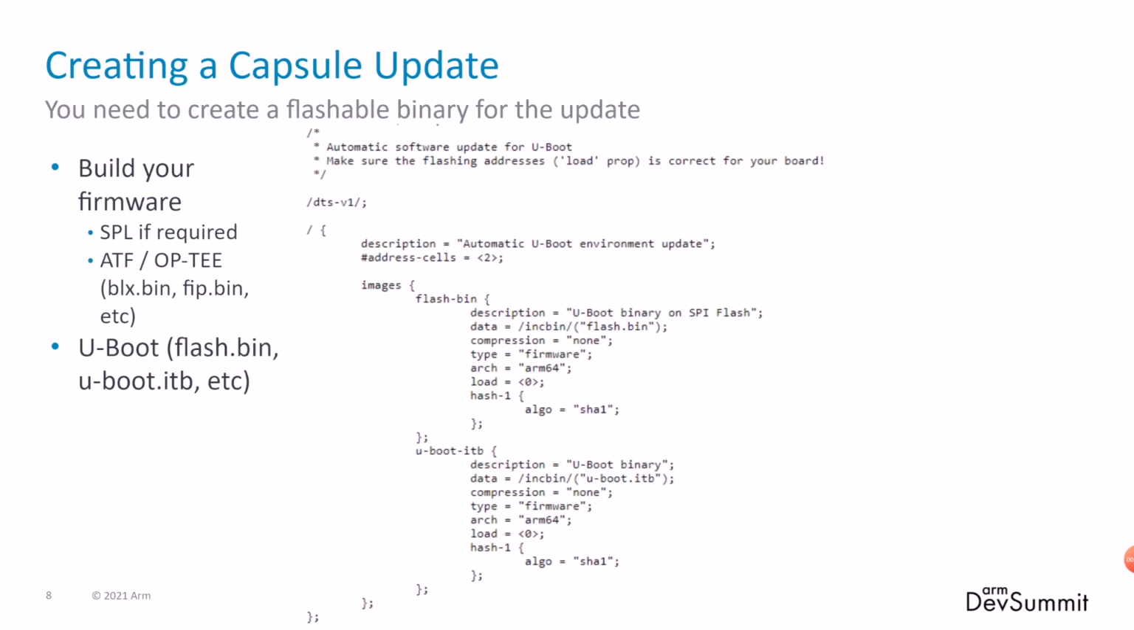So let's talk about actually building one of these things. What do you need to create a capsule update? Well, you've got to build your firmware first. That's the first step. So SPL, if you require that, ATF, OP-TEE, and your U-Boot, which I'm going to use as an example. And then you're going to create a data structure like this device tree definition here, which is an image source definition that basically says this piece of firmware does this. This is its name, there's its architecture, where do you want me to load it, all of those fun things you get to describe in this image source file.